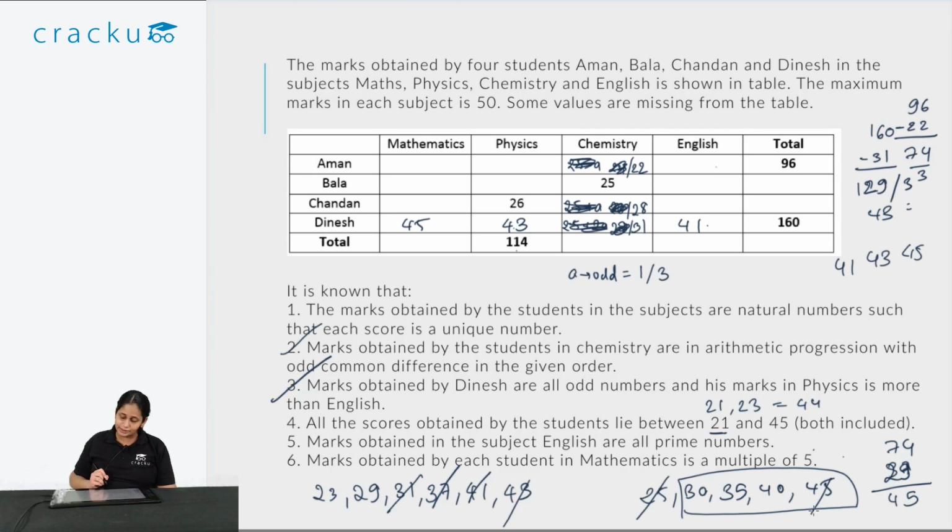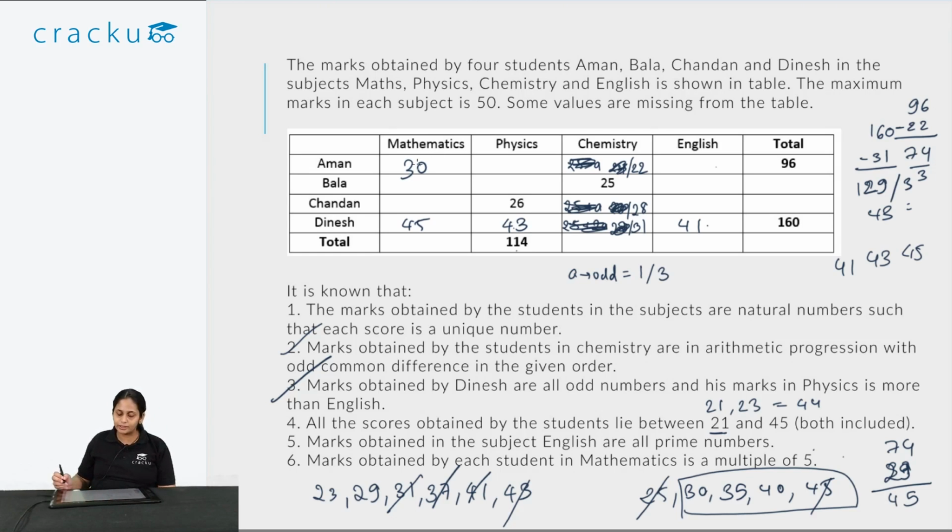One second, actually this is important. This has to be at least 30, the least value it can take, because it has to be a multiple of 5. If I put 35, the remaining sum would be 39, which would be impossible to hit. So this value of Aman for mathematics cannot be 35 or 40. The max value it can take is 30.